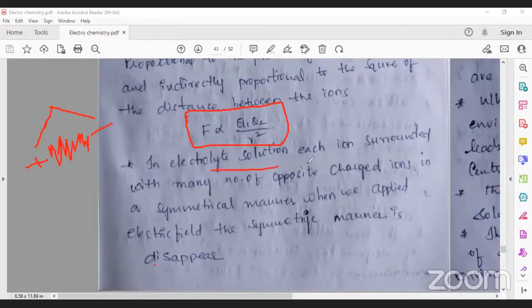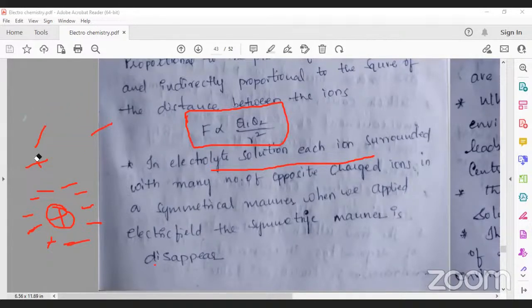So therefore, in the electrolyte solution, each ion is surrounded with... If a cation is there, each ion should be surrounded with many negative ions. One positive ion is surrounded by many negative ions, right? Or else, if there is one negative ion, that should be surrounded with many positive ions in a symmetrical manner.